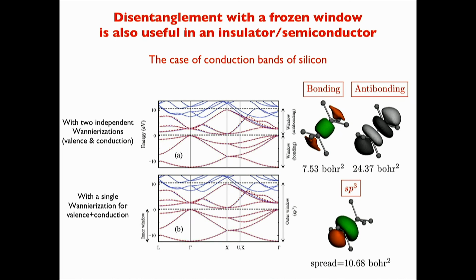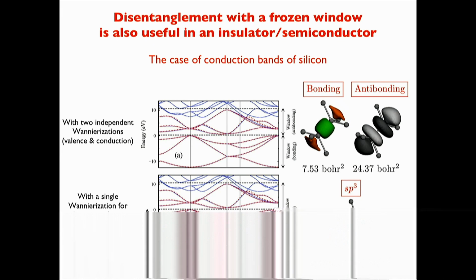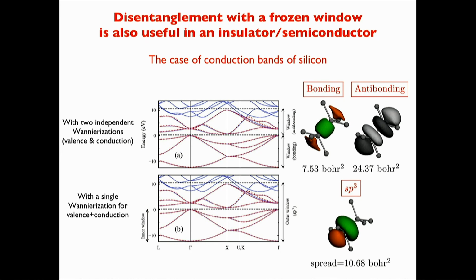So this is the case of silicon. It's your first example. You can do two things. You can interpolate only the valence band first. I get these 4 bands, and I get, in the end, what are called bonding orbitals. I get orbitals which are s-like, let's say, and are centered at the bond center.